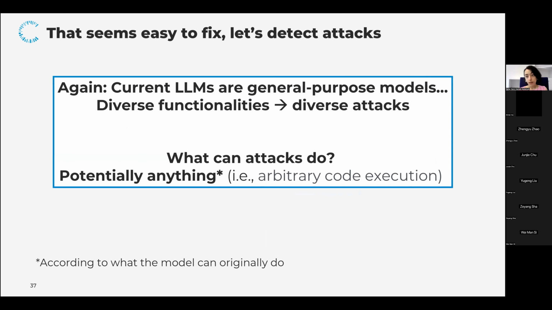And other solutions involve, let's detect attacks without actually detecting the input, which I think, okay, this might have some potential, but again, we have a really broad way of how attacks could look, and it might be intractable and hard to list and control what kind of attacks can be delivered. And this also, again, seems hard to do.